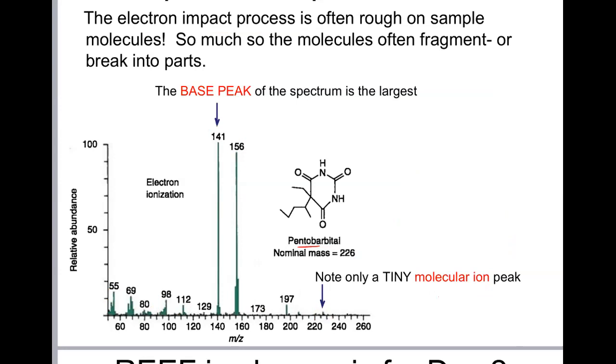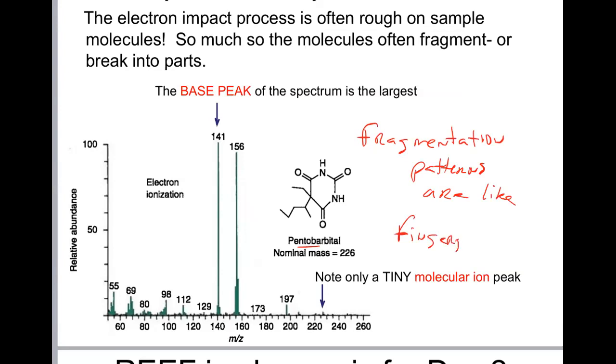But there's kind of a good part to this. And the good part is that fragmentation patterns for a particular molecule with a particular kinetic energy of the electrons that are produced in the source are kind of like, again, a fingerprint. What I mean by that is this molecule, pentobarbital, when it fragments in an EI source under this set of conditions of electron energy, will tend to always fragment in this observed pattern. You'll get these peaks observed. It's kind of like a fingerprint for that substance.